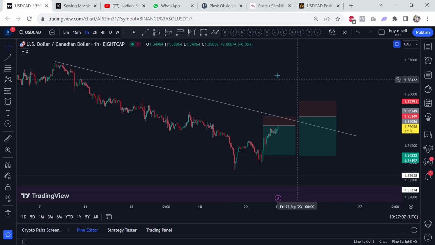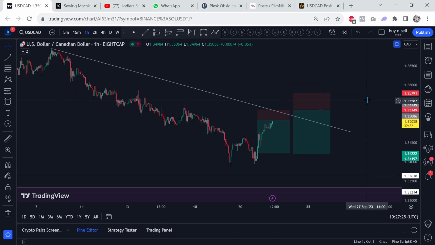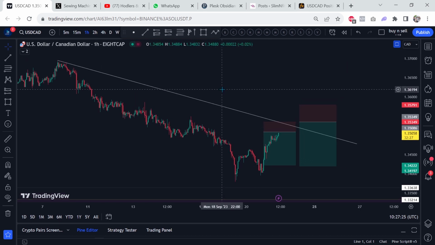So the CPI data came out yesterday, and it looks like the dollar is strong and it's pushing the dollar up, and every currency against the dollar has been dumping. But currently USD CAD is in a downtrend, right? It's been in a downtrend for a minute. This is a clear downtrend.